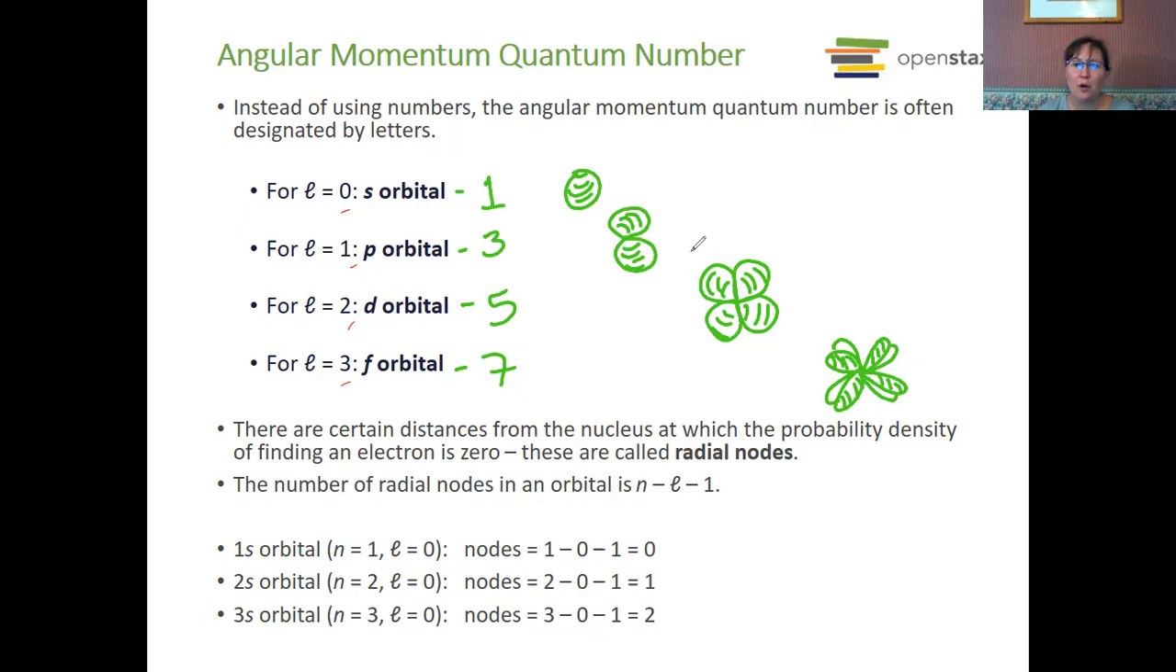Within these, you can superimpose all of these on top of each other, and you're still going to have places where your probability density is 0. These are called radial nodes. Okay, a node is a place where it is impossible to find an electron. And the number of radial nodes in an orbital is n minus L minus 1. So if n is 1 and L is 0, and then minus 1, we have no nodes. But if n is 2 and L is 0, we have 1, and then 2. And so L is 0 for all of these.